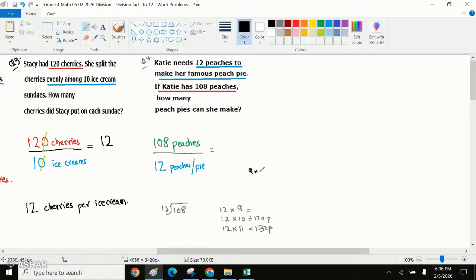If we say 9 is multiplied by 12, can we break this number into 10 plus 2? 9 multiplied by 10 is 90. 9 multiplied by 2 is 18. So 90 plus 18 is 108, right? That means when we divide this, we get 9. So how many pies can she make? 9 peach pies, right?